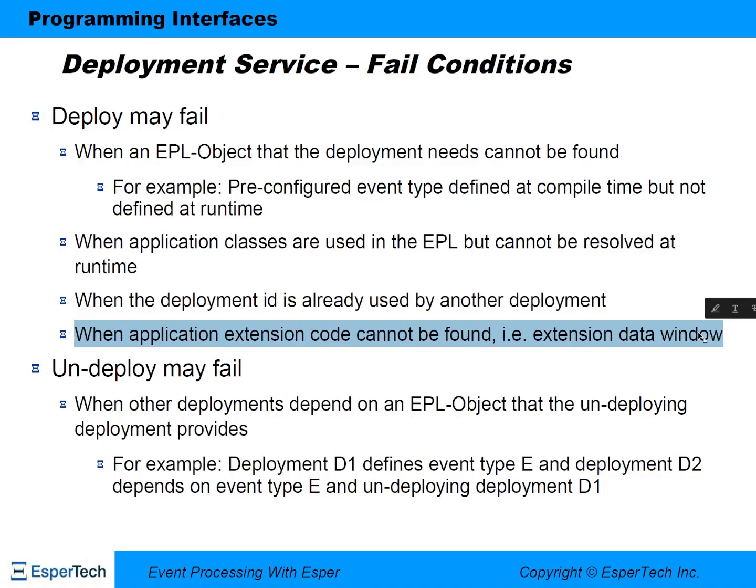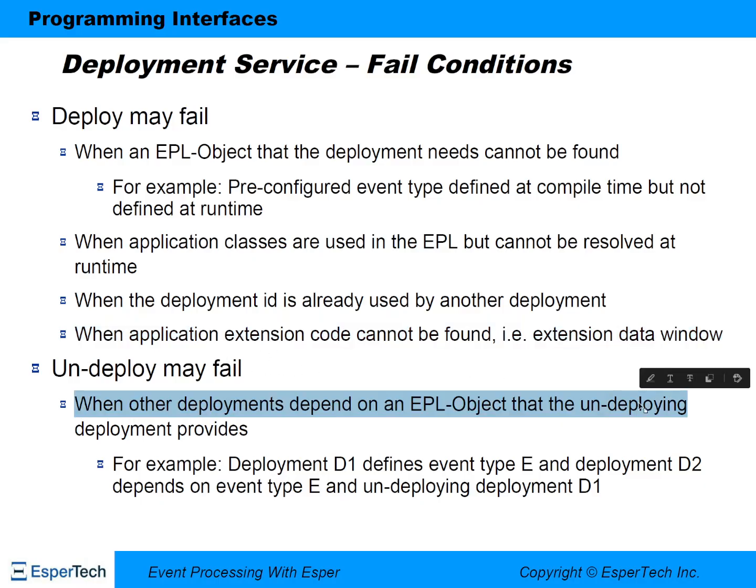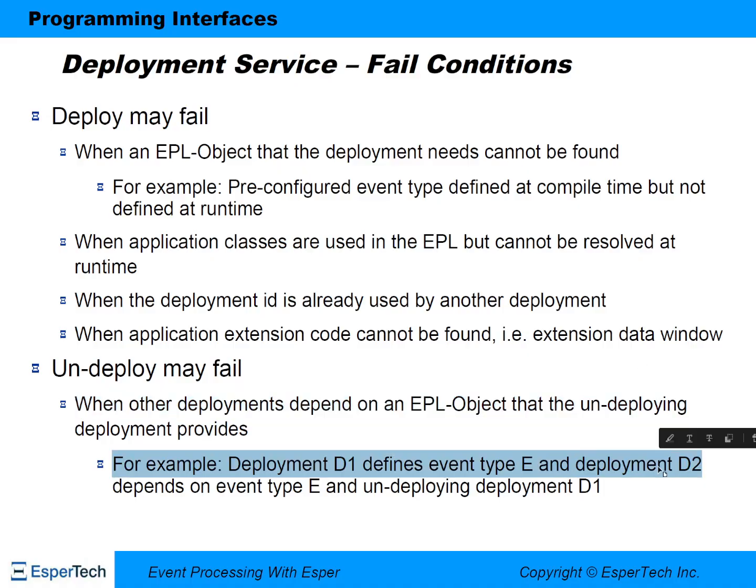An undeploy may fail when other deployments depend on an EPL object that the undeploying deployment provides. For example, deployment D1 defines an event type E and deployment D2 depends on the event type E and we are undeploying deployment D1.